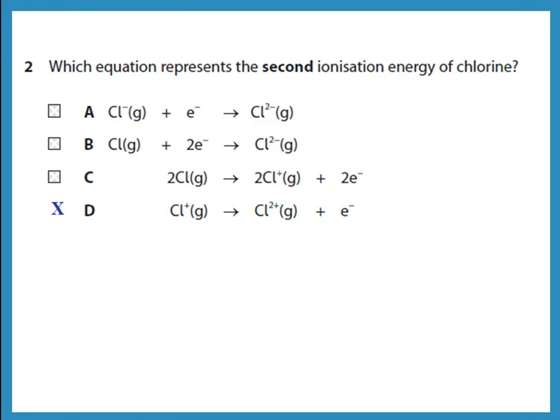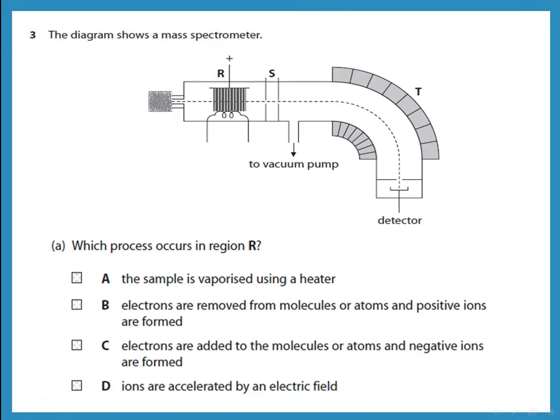Remember, chlorine starts as a gas. Now, if it changes into Cl+, the equation in C should not have all of these 2's, and if I remove these 2's, it is still the equation for the first ionization energy, not the second. Now, D is the equation for the second ionization.